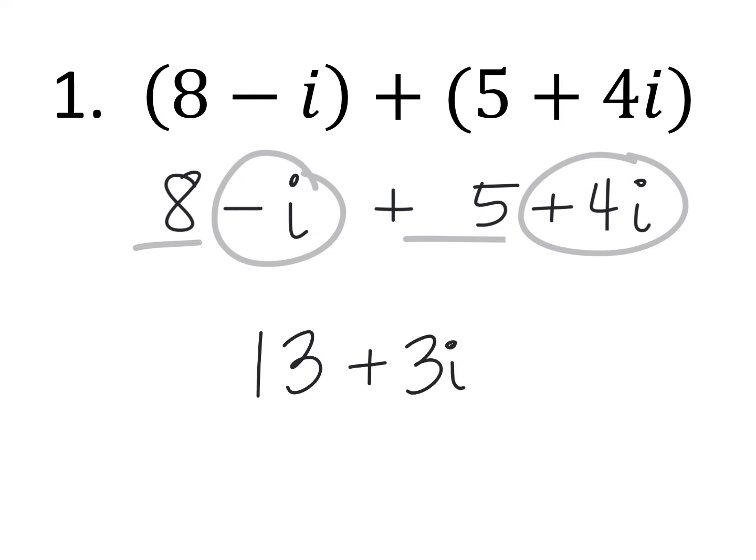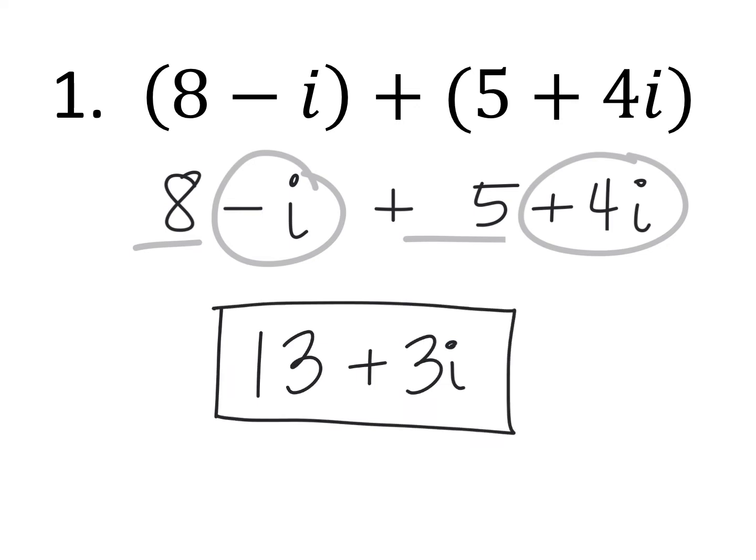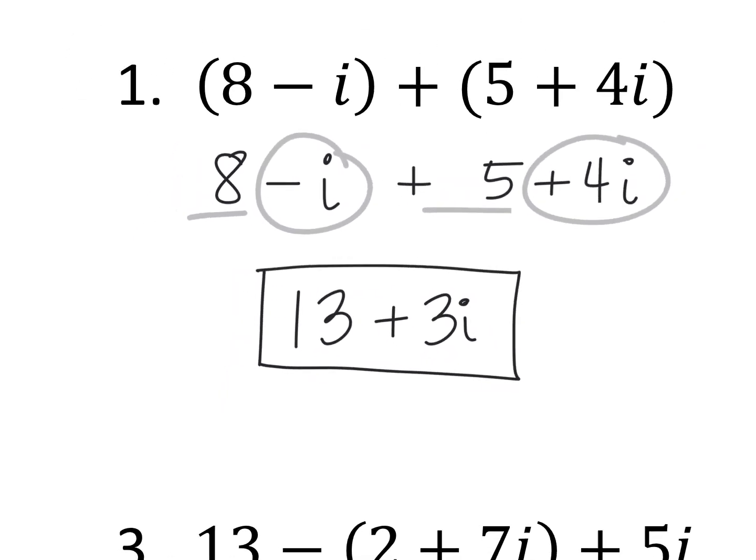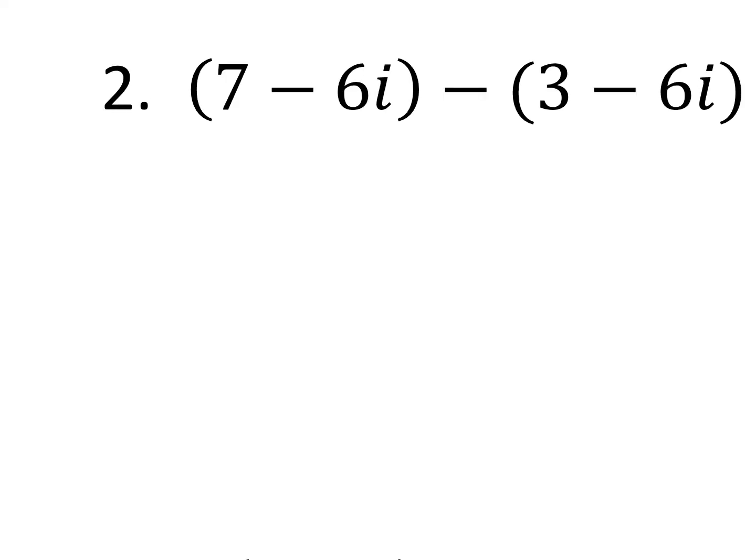You have to make sure it's a plus bi. So you'll notice this is the first a plus bi answer, it's the first one we've done. So just make sure you have it in that form with the constant going first and the i term going second. Okay, look, on number 2, in between the parentheses, what operation do we have this time? Subtraction.